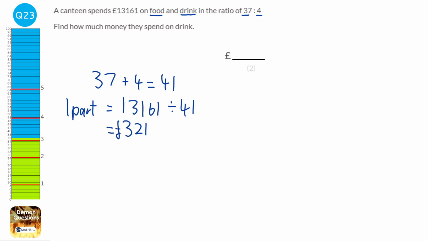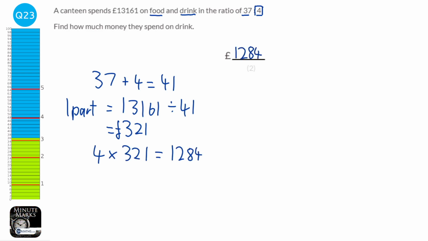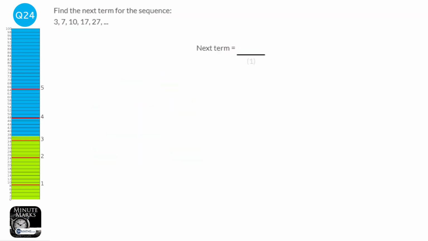Now, if we look at how many piles Drink had, well, they had 4 piles. So we're going to just work out 4 lots of the 321, which is going to be 1,284. So they spent £1,284 on drink.